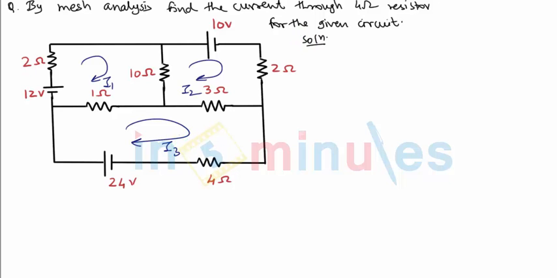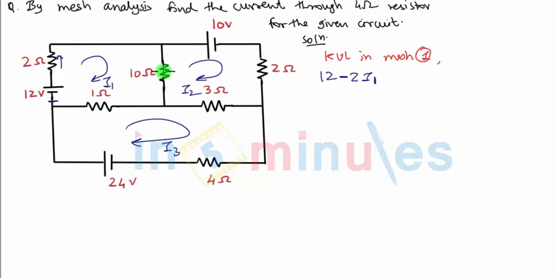We will first consider mesh number 1. So KVL in mesh number 1 will be written with respect to I1. So let's start from this particular point. The first voltage is plus 12 because we are going from negative to positive terminal, so it's positive voltage. Next, voltage across 2 ohm resistance will be nothing but 2I1. Because we are traveling in the direction of current is going upward, we are also traveling in the clockwise direction, so the drop will be negative, minus 2I1.